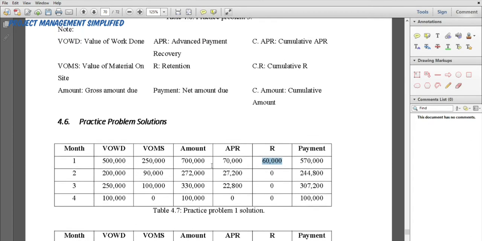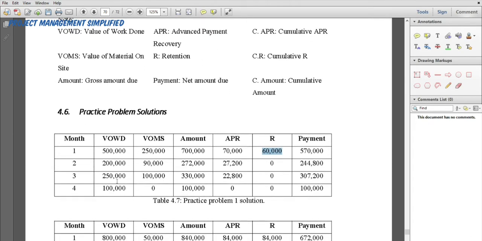And according to the advance payment recovery, when we reach the fourth month, we have this payment, and we don't have any materials, because this is the last month, and we have supplied or procured all the materials from the previous months. So we don't have any materials here, because we have completed this project and consumed all the materials.